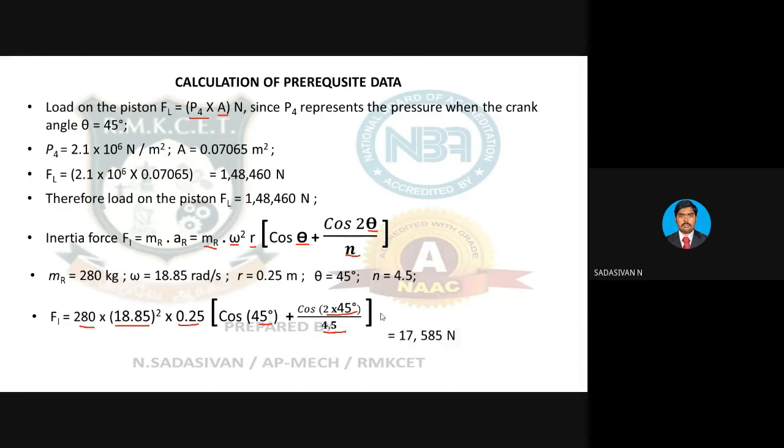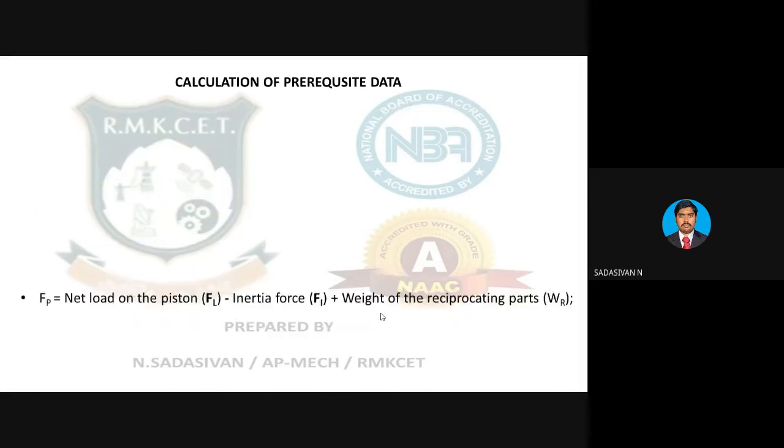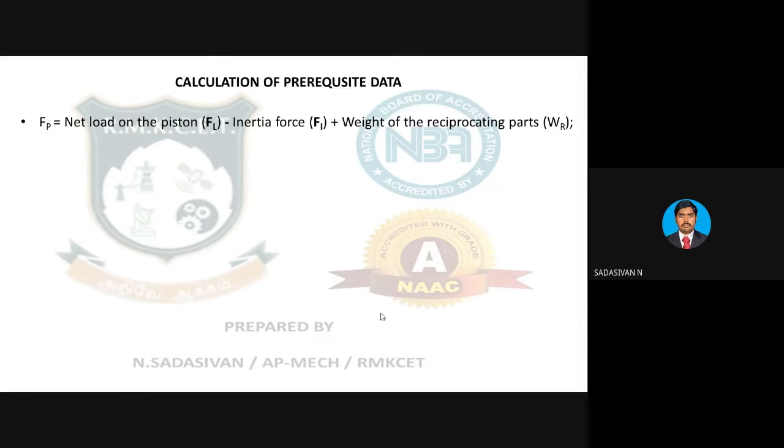So the answer is 17,585 Newton. Okay, so that is inertia force. Inertia force is 17,585 Newton. I know the formula for Fp, the net load on the piston for a vertical engine case. So load on the piston, this is piston effort. Fp equal to net load on the piston FL, minus, with the symbol of the inertia force within brackets.